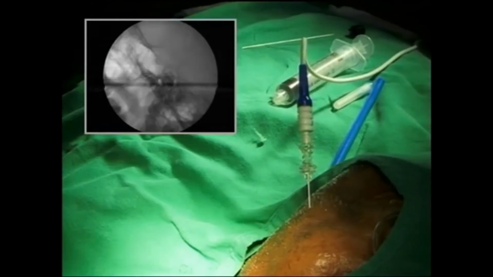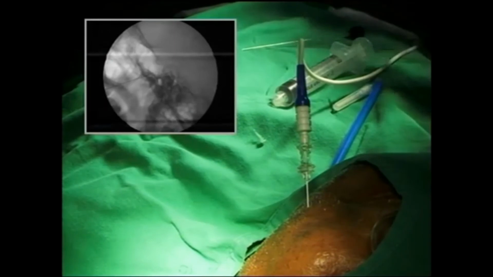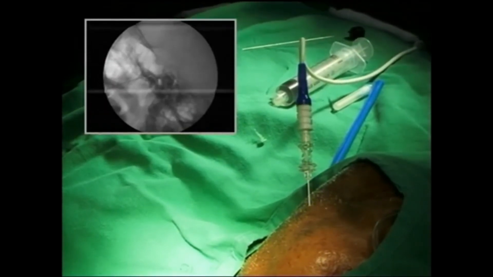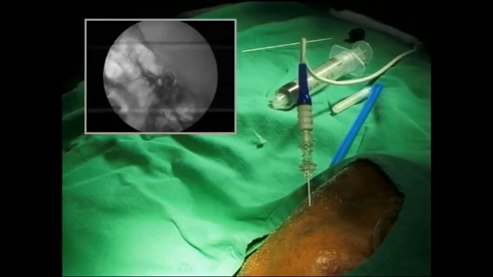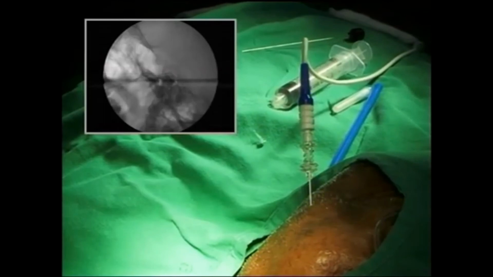Okay, so he's having sensory stimulation along the maxillary. Let's see if I get motor stimulation now. Go up to 0.1. Slow. 0.1, slow.